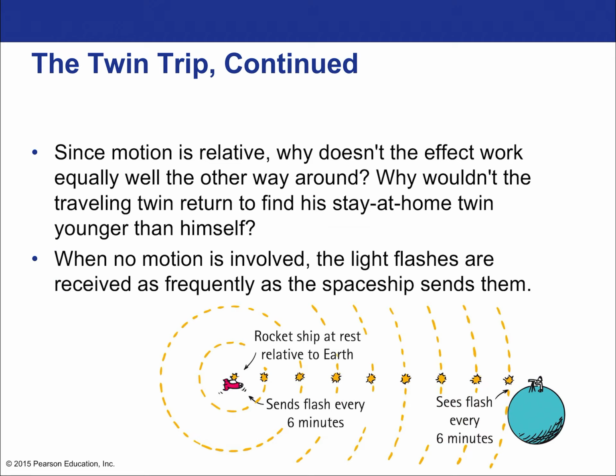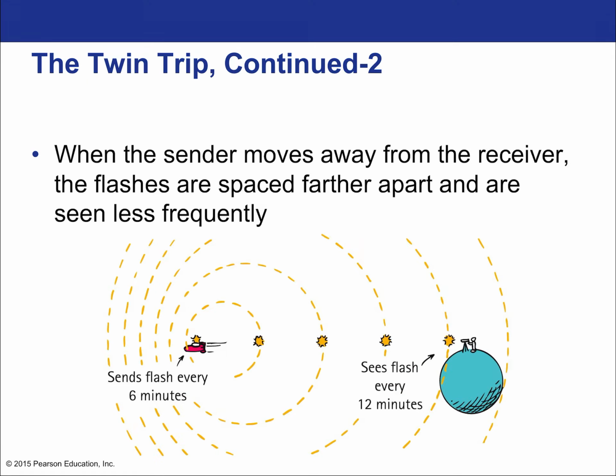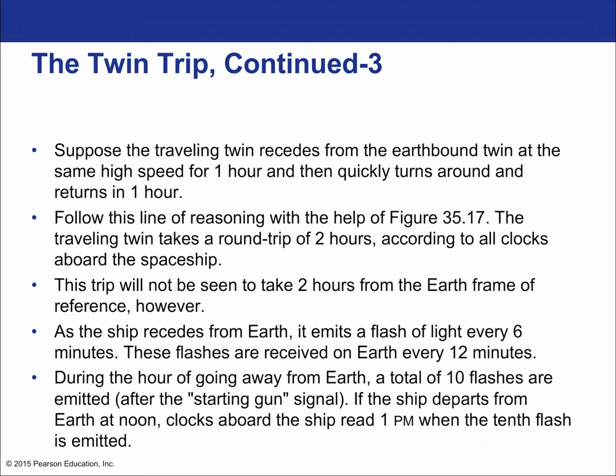One way to think about that is to say when no motion is involved, the light flashes are received as frequently as the spaceship sends them. Okay? When the sender moves towards the receiver, the flashes are seen more frequently. And when the sender moves away from the receiver, the flashes are spaced further apart and are seen less frequently. Thus, suppose the traveling twin recedes from the earthbound twin at the same high speed for 1 hour, and then quickly turns around and returns in 1 hour.